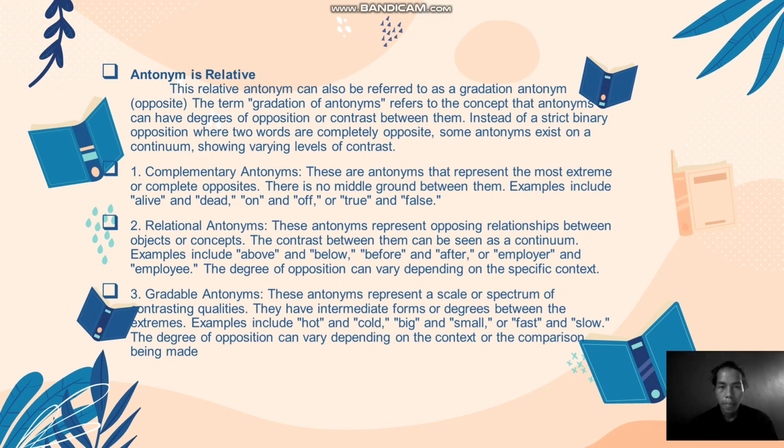Complementary antonyms are a part of relative antonyms. These are antonyms that represent the most extreme or complete opposites. There is no middle ground between them. For example, the complementary antonyms are alive and dead, on and off, and true and false, and so on.